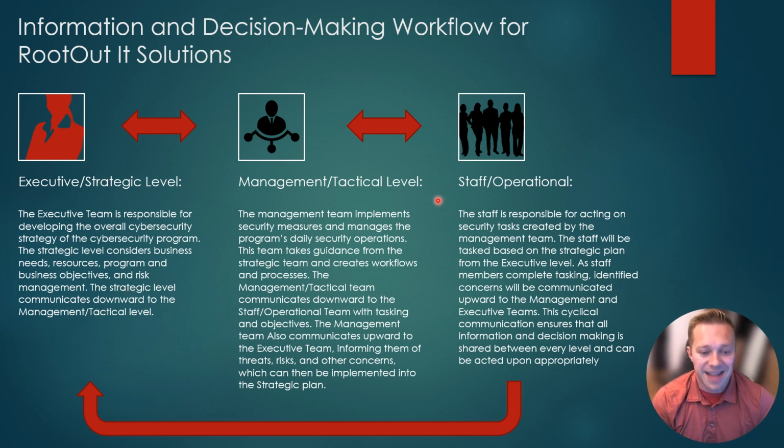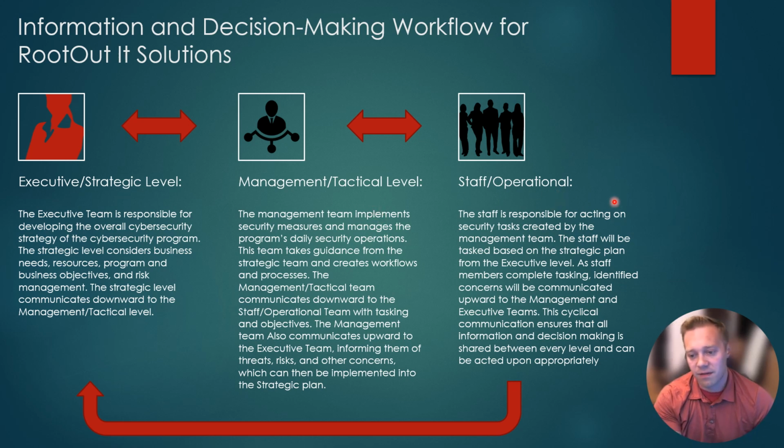So at the management tactical level, the management team implements security measures and manages the program's daily security operations. This team takes guidance from the strategic plan and creates workflow and processes. The management tactical team communicates downward to the operational staff with tasking and objectives. So they're taking this, moving into tasks, and communicating downward. Now, the management team also communicates upward to the executive team, informing them of threats, risk, and other concerns, which can then be implemented into the strategic plan.